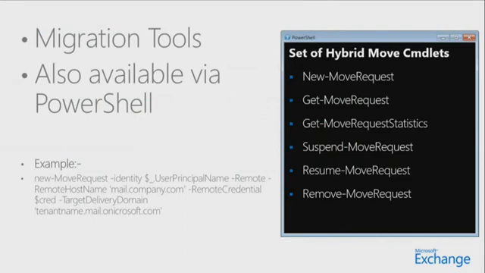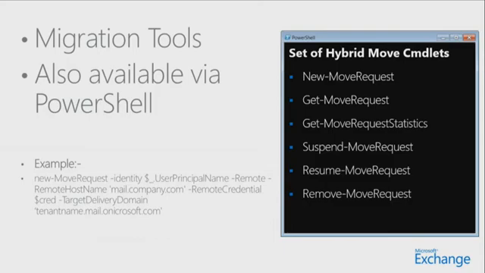Migration tools are also available via PowerShell. We have a set of hybrid move cmdlets: New-MoveRequest, Get-MoveRequestStatistics, and cmdlets to suspend, resume, and remove those move requests. So this is all quickly and easily available. Here's an example: New-MoveRequest, Identity, the user principal name, RemoteHostName would be mail.company.com, RemoteCredential $cred, which you would have entered previously. TargetDeliveryDomain is your tenant name, your domain.onmicrosoft.com name, and it's done.